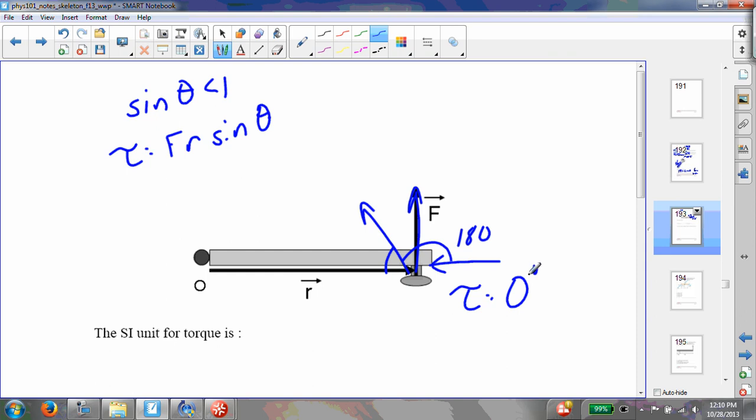We know this sort of intuitively. That's why whenever we open a door, we don't push on it in this direction. We push on it in this direction because that provides the maximum torque. In fact, if we push on the end like this with an angle of 180 degrees, that provides no torque at all.